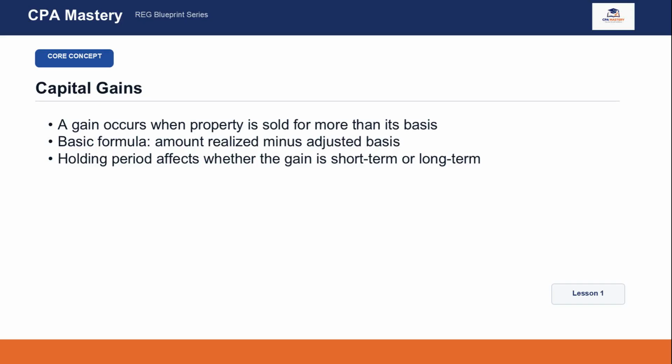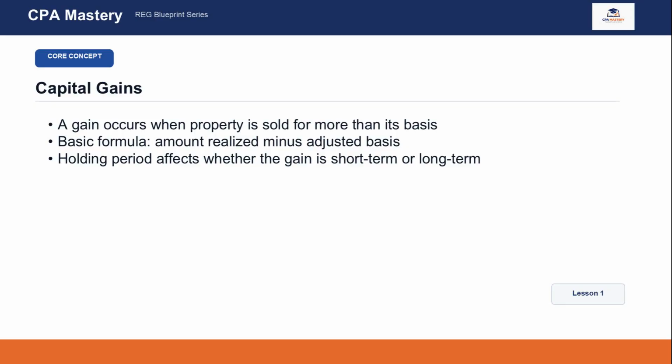Capital gains are another major source of income. The basic idea is simple. If a taxpayer sells property for more than its basis, the taxpayer has a gain. On the exam, the core formula is amount realized minus adjusted basis.